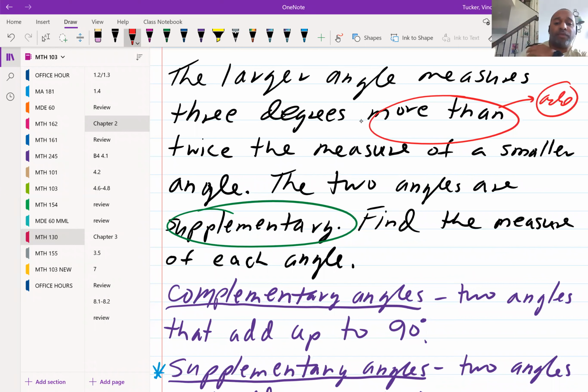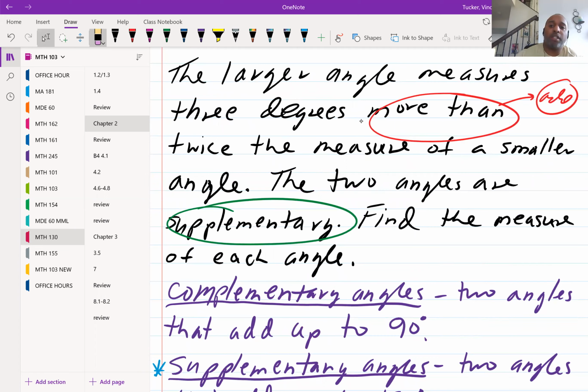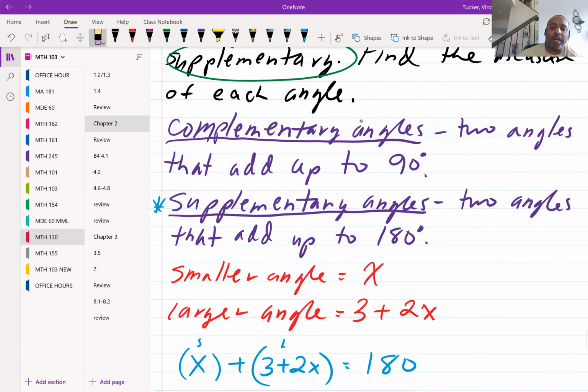So what we're going to do right here is call, let me erase this part. We're going to call the smaller angle X and then the larger angle 3 plus 2X. So go back to what it says. It says that it's 3 degrees more than twice the smaller. So that's what we got going on right here. 3 degrees plus 2 times X, or 3 more than 2 times the smaller, which is X. Any questions?